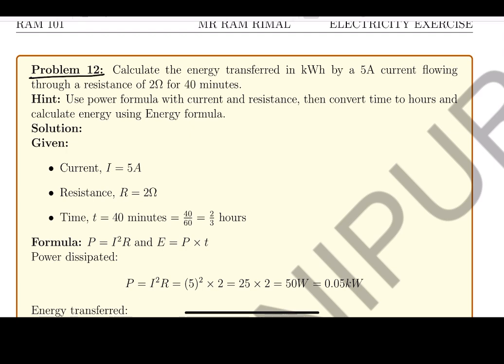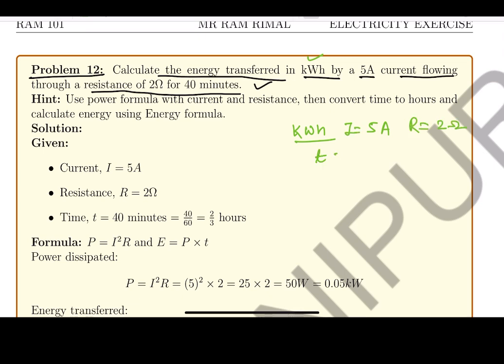Problem number 12. This is question number 12. Calculate the energy transferred in kilowatt hours by 5 ampere current flowing through a resistance of 2 ohm for 40 minutes. Okay, here we go. So what is to be found is the energy transfer in kilowatt hours. Current is 5 ampere flowing through a resistance of 2 ohm. Time is 40 minutes. Given: I is 5 ampere, resistance 2 ohm, time is 40 minutes.